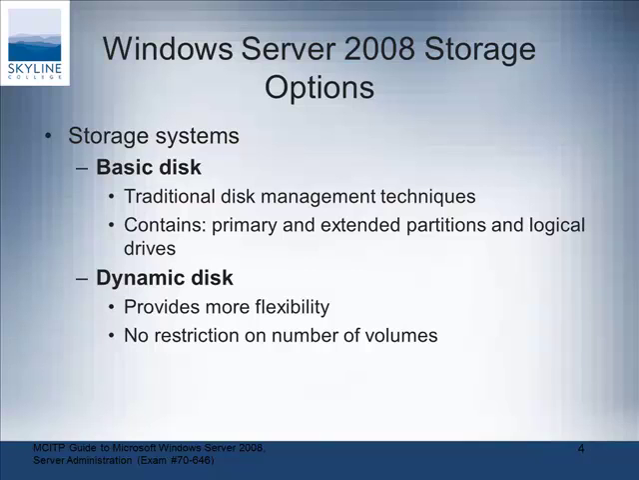Storage systems, terms that we talked about before: basic disks, the disk management techniques, primary and extended partitions, the dynamic disks, more flexibility, no restrictions on the number of volumes. Basic disks, we could have 4 partitions. We could have 3 primaries and an extended. You can actually have 4 primaries if you choose to do it that way. It says no restriction on the number of volumes. That's kind of true, but the no restriction means that you don't have drive letters on all your volumes. You are restricted by the number of letters in the alphabet. You can't go back and start with AA and AB and AC and work your way down from there.